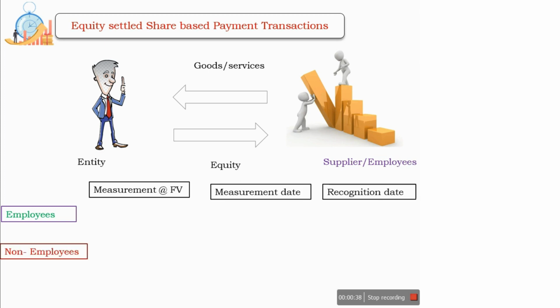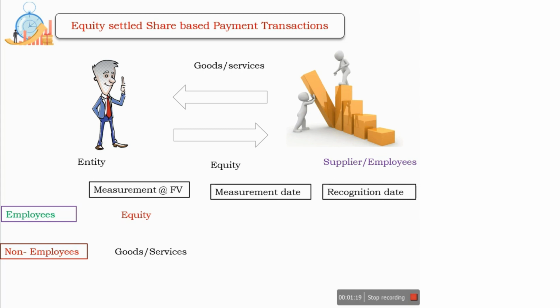In case of employees, as it is difficult to determine the fair value of services received, Ind AS 102 says that it has to be measured at the fair value of equity that we are going to provide to employees against the services received. And in case of non-employees, it has to be recognized at the fair value of goods and services received. So measurement will always be on fair value, but in case of employees, it will be the fair value of equity, and in case of non-employees, it will be the fair value of goods and services received.